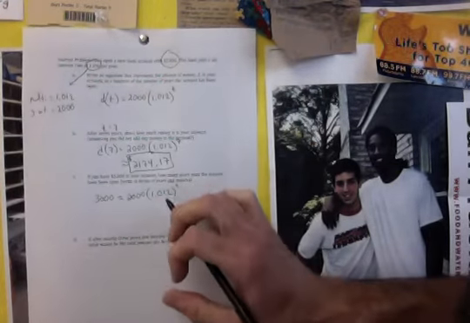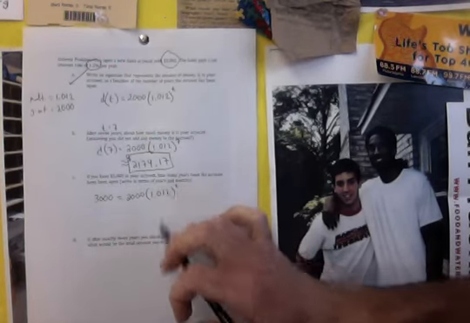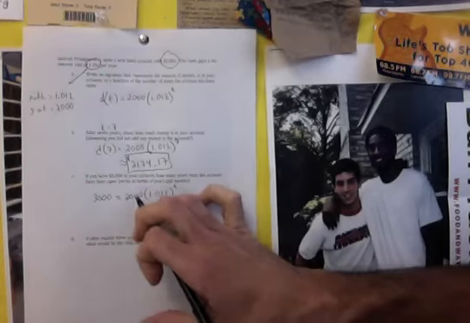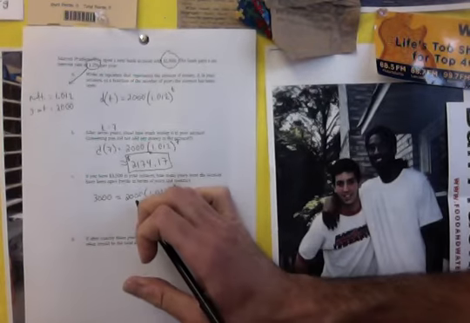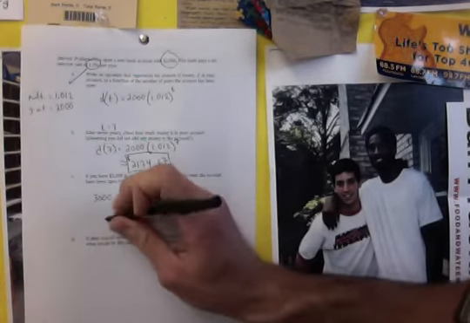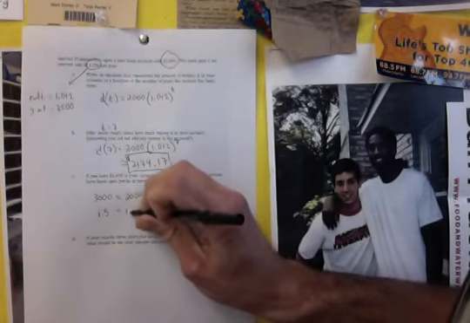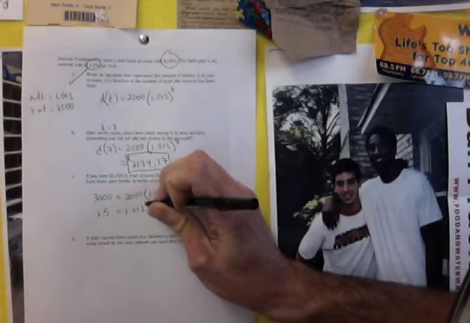Whenever you're solving an exponential equation, you want to get the base to that power by itself. So you want to divide out by that y-intercept. Divide out by 2,000. 3,000 divided by 2,000 is 3 over 2, which is 1.5. So we have 1.5 equals 1.012 to the t power.